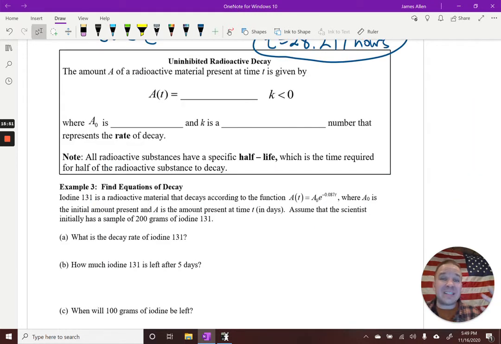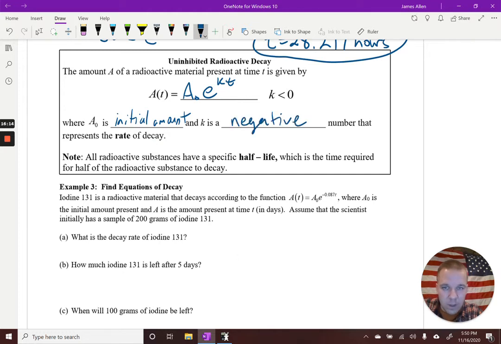All right. So now we're going to focus on the decay aspect of it. It's the same formula, just now K is less than 0. So we'd have A naught E raised to the KT, where A naught is our initial amount. And then K is going to be a negative number that represents the rate of decay.